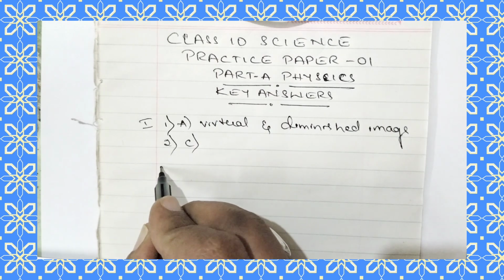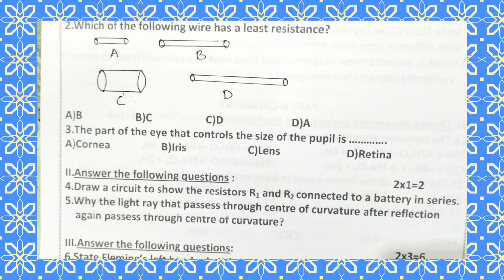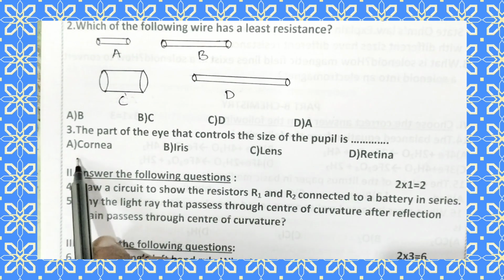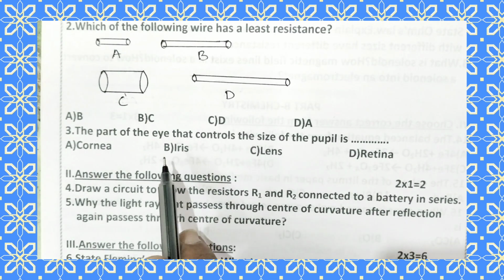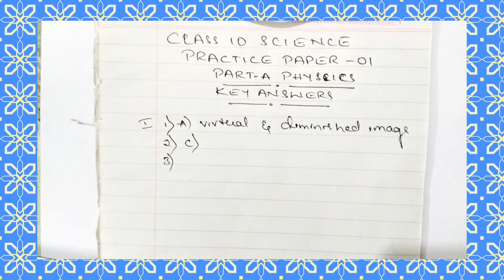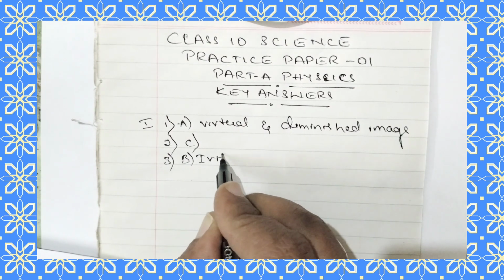Now let us move for the question number 3. In the question number 3, they have given the part of the eye that controls the size of the pupil. Among these 4 options, the part of the eye that controls the size of the pupil is iris. So for this question, the right option is option B, iris.